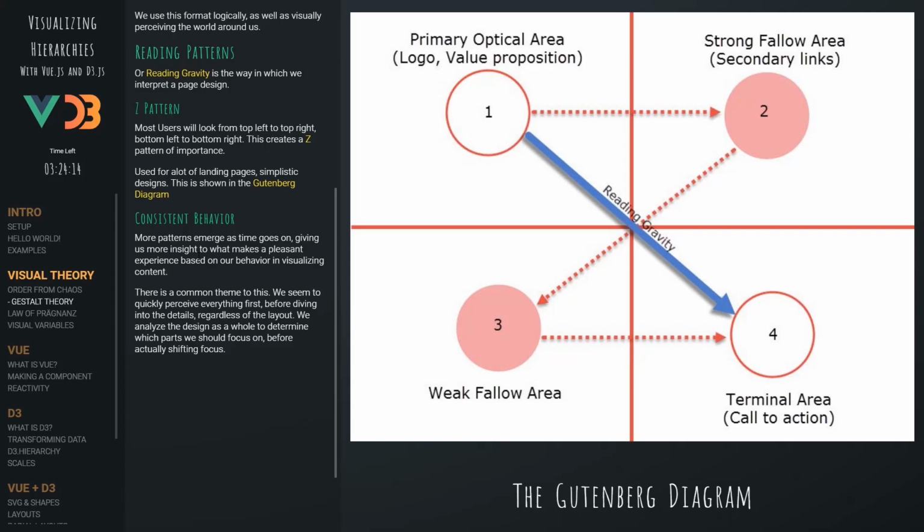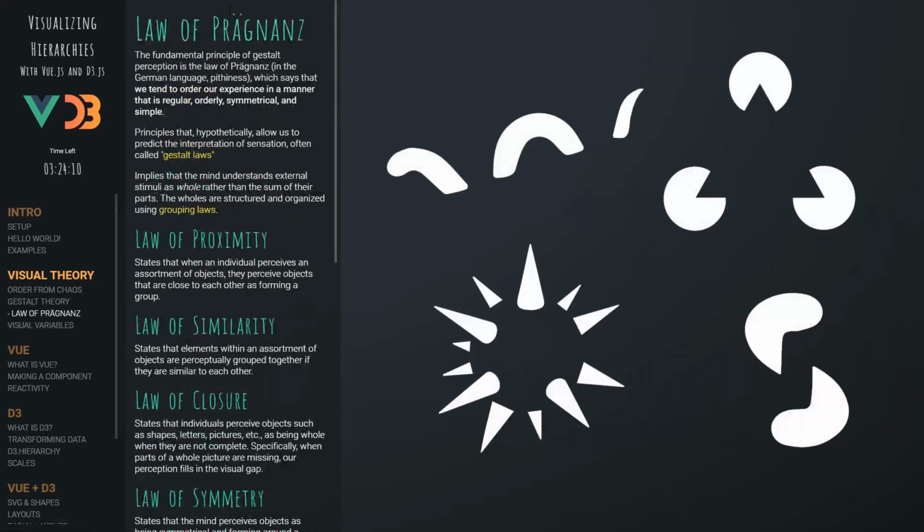We analyze the design as a whole to determine which parts we should focus on before actually shifting focus. Okay, so now we have the law of Prägnanz. This is a fundamental principle of Gestalt perception, and it's actually a UX law. It states that we tend to order our experience in a manner that is regular, orderly, symmetrical, and simple. So these are principles that hypothetically allow us to predict the interpretation of sensation, which are often called Gestalt laws.